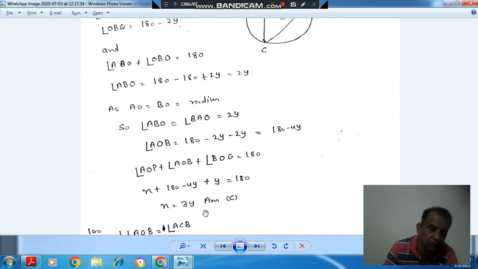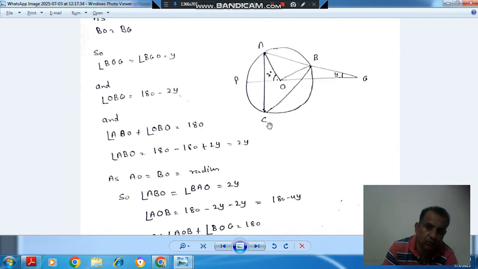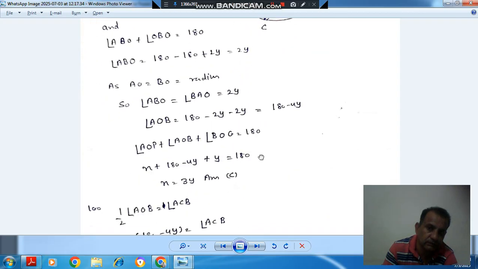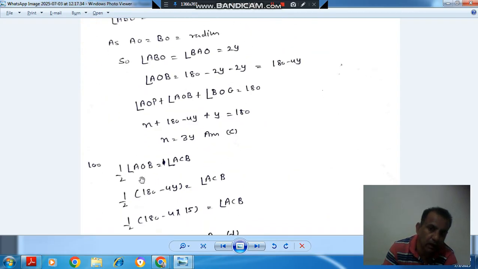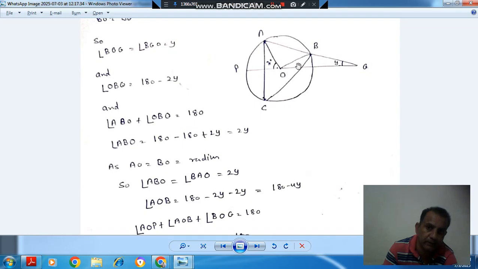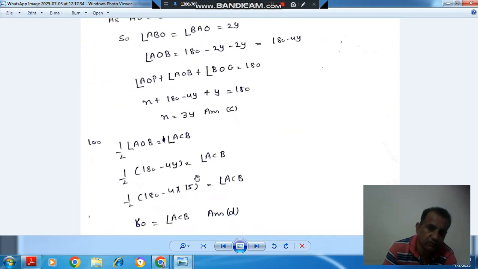So X will be equal to 3Y. So the answer is option C. Now this angle is 180 minus 4Y. You know that the angle at the circumference will be half of this. For question number 100, half of AOB will be equal to this angle ACB. So angle ACB will be 1 by 2 times 180 minus 4Y, and the Y value is given as 15, so angle ACB will be 60. So the answer is option B.